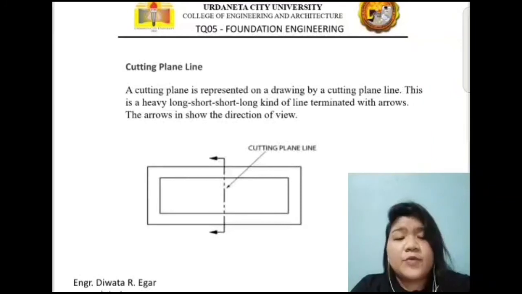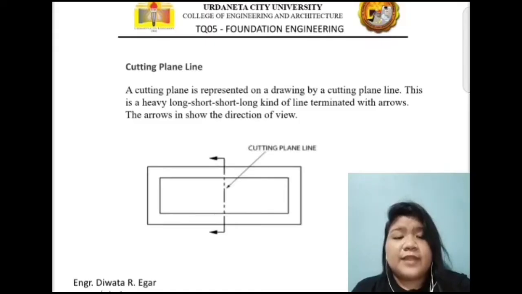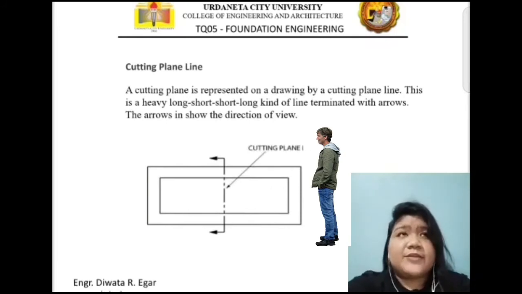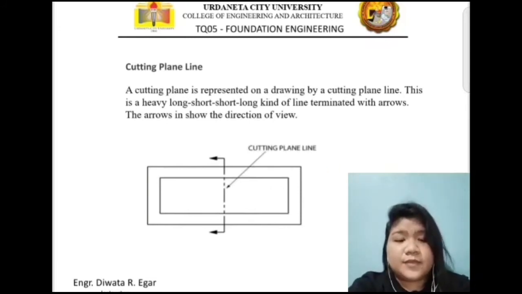So, I am going to discuss this cutting plane line. A cutting plane is represented on a drawing by a cutting plane line. This is a heavy, long, short, short, long kind of line terminated with arrows. The arrows show the direction of a view.